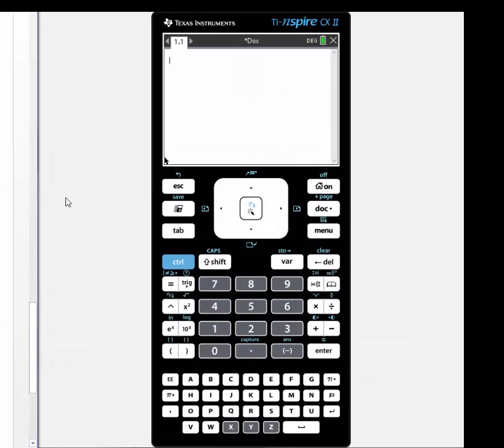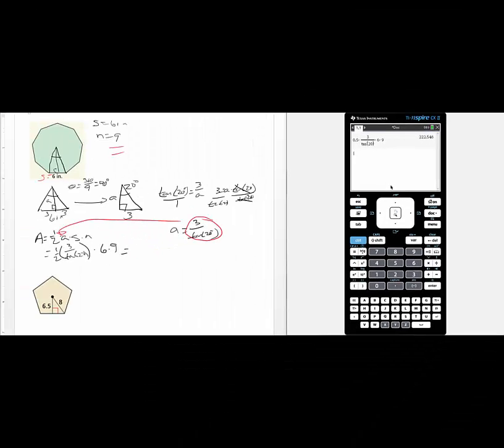And on my calculator, that works out to be 0.5 times the fraction of 3 divided by the tangent of 20 times 6 times 9, which is 222.546, or to the nearest tenth as before, 222.5 square inches.